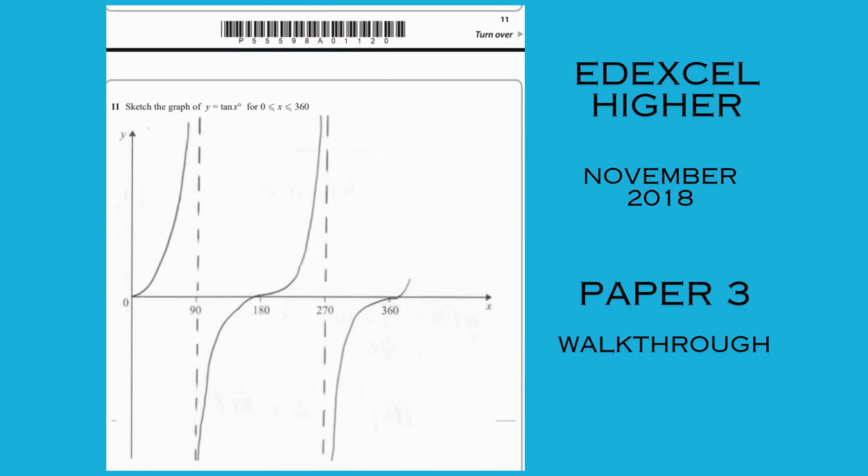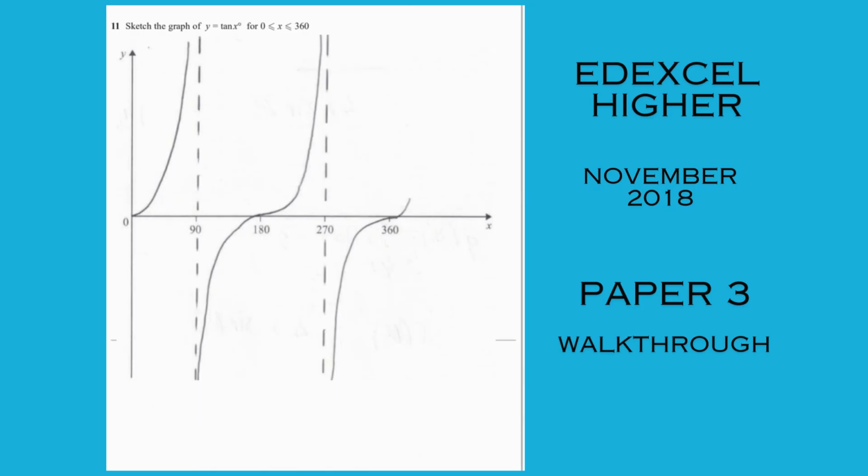Number 11, I've sketched it already because no one wants to see me be rubbish for 2 minutes and it just turn out absolute pants. So when you're sketching tan x, you need the asymptotes at 90 and 270. Mark scheme's not fussed if they're solid lines or dotted. They're more fussed about the fact that they're there or not.